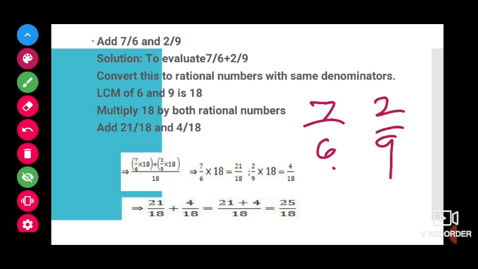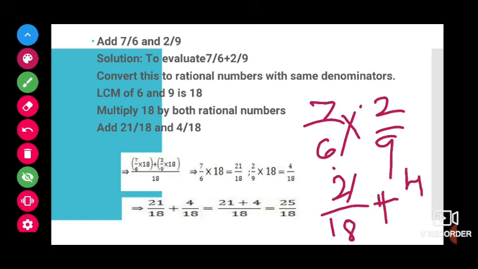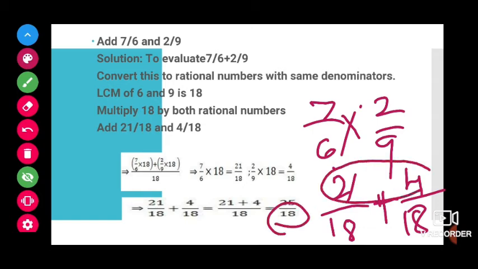So we have to first equalize 7 by 6. To get 18 as the denominator, it should be multiplied by 3 by 3. So we will get 21 by 18, plus, to get 18 as the denominator, it should be multiplied by 2 by 2. So we will get 4 by 18. Now the denominator will be the same for the result also. Only the numerators we will add, 21 and 4. 21 plus 4, we will get 25 as the numerator.